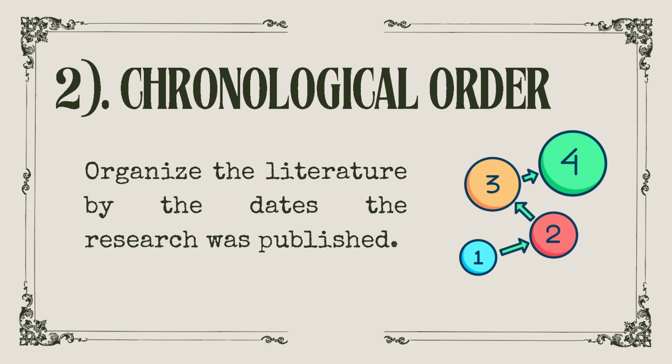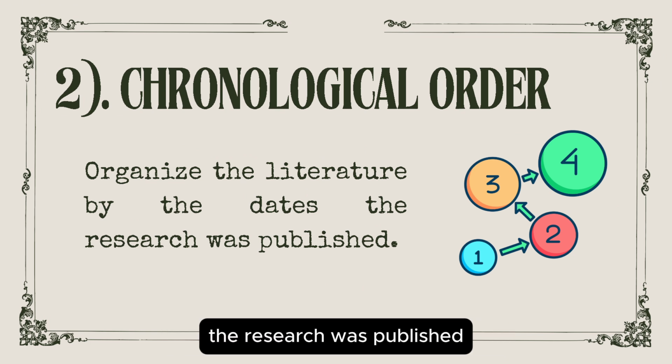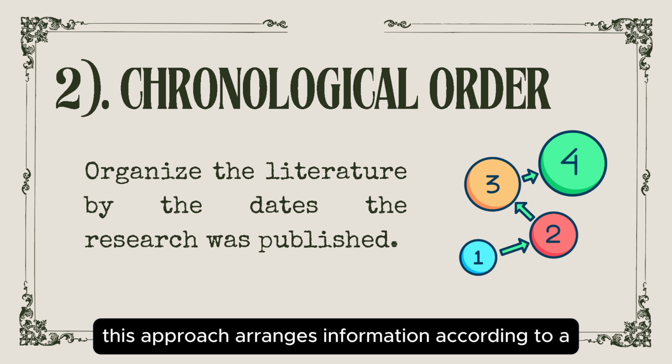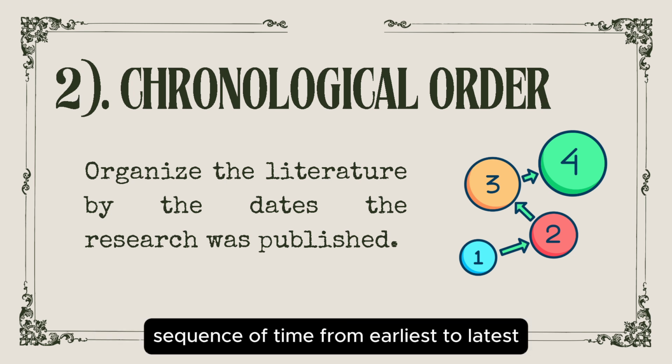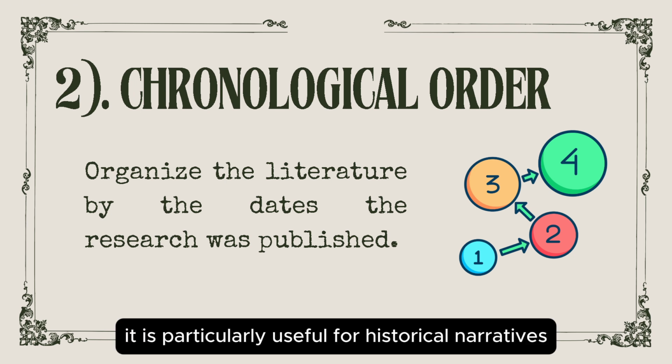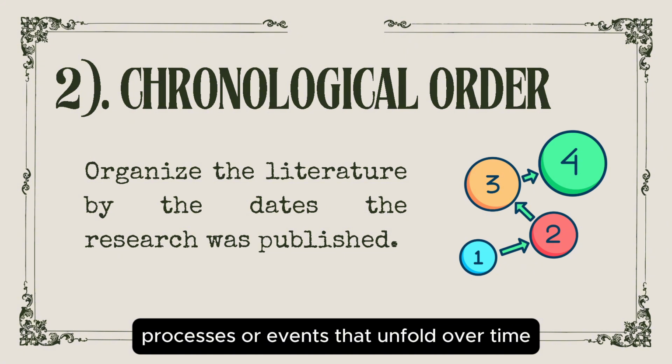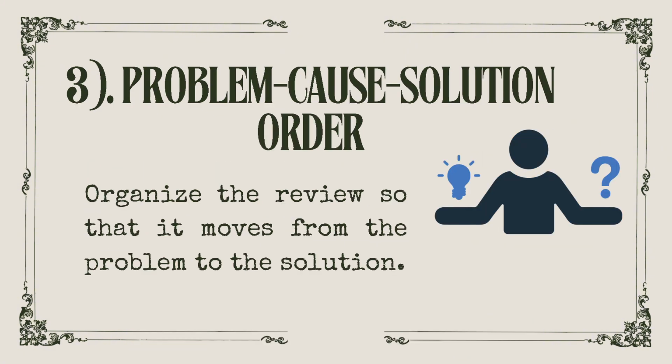Chronological order. Organize the literature by the dates the research was published. This approach arranges information according to a sequence of time, from earliest to latest. It is particularly useful for historical narratives, processes, or events that unfold over time.